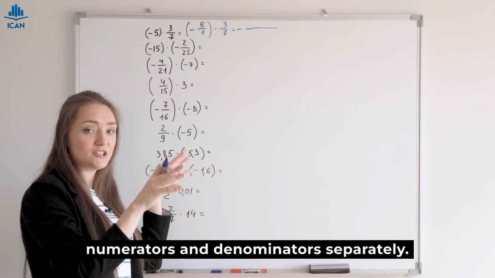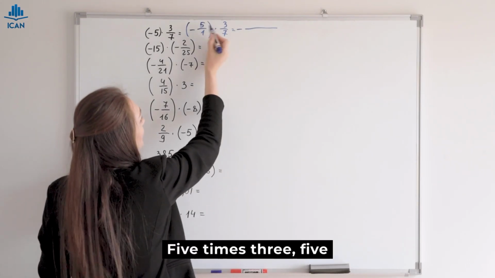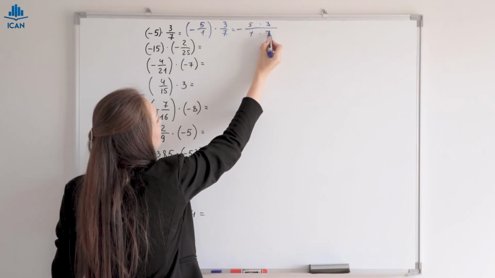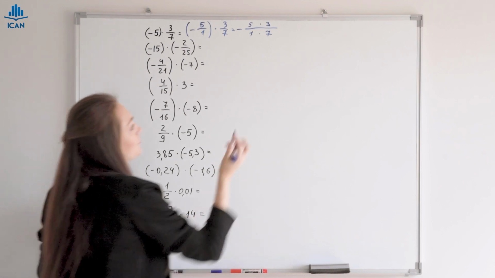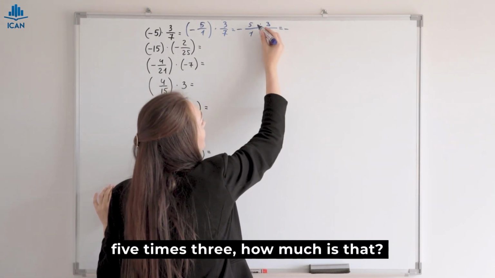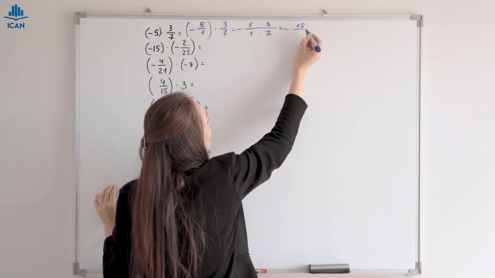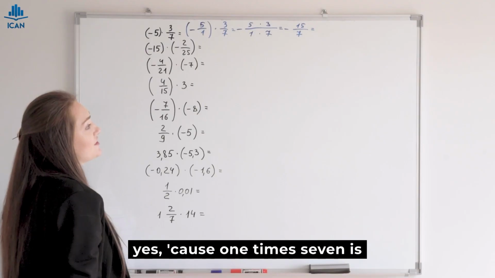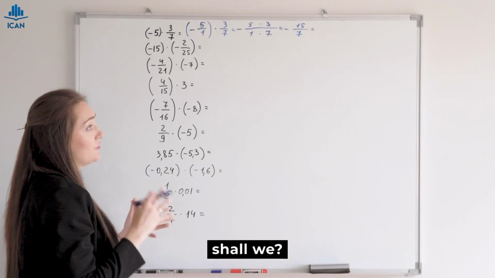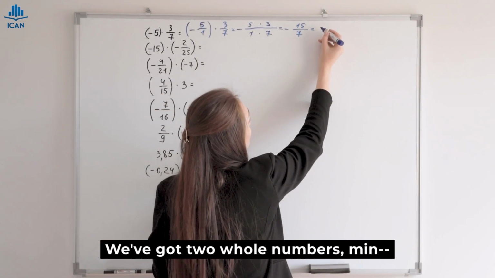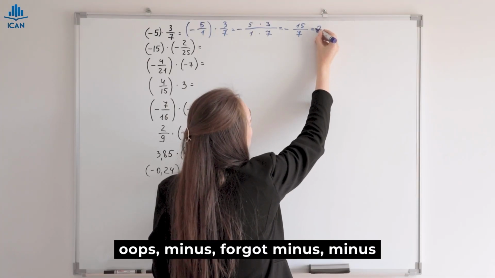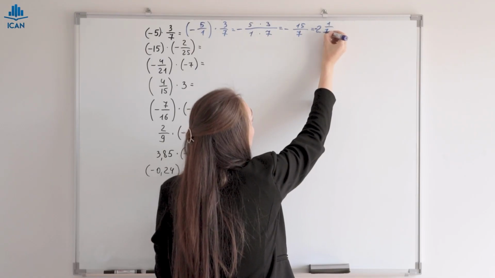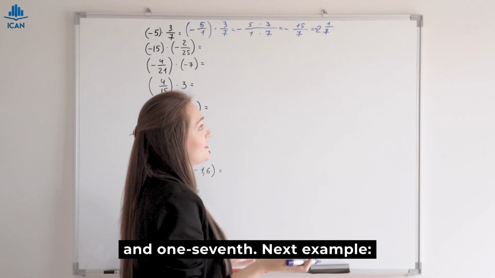We multiply numerators and denominators separately. 5 times 3, and here 1 times 7. That's it. Minus 5 times 3, how much is that? 15. And 7 in the denominator, yes, because 1 times 7 is 7. Let's get the whole number, shall we? We've got two whole numbers, minus 2 and 1/7. So the answer is minus 2 and 1/7.